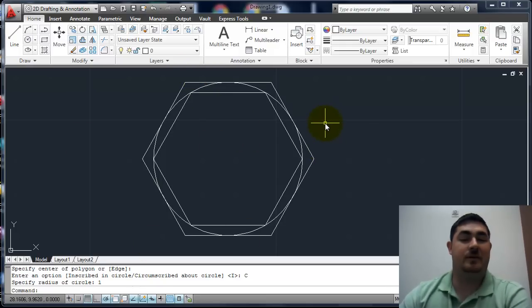The reason we do that is because sometimes you want to measure across the points of something. Sometimes you want to measure across the flats of something. So you get both options on how to draw it.